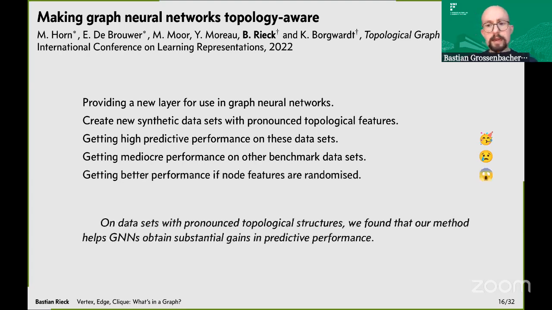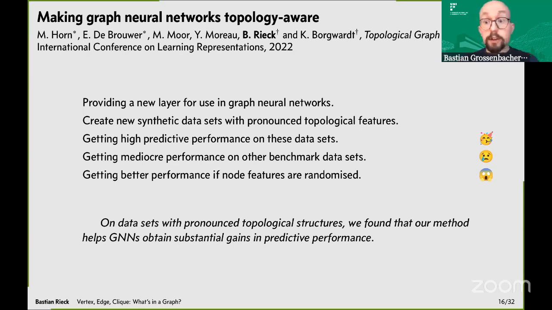But it got a little bit weird when we figured out that we got actually better performance if we randomized the node features. So if we just took the graph as such, but we randomized the node features and replaced them by essentially making them uninformative. And very diplomatically, because we were unsure what we were seeing at the time, we were just writing, well, on datasets with pronounced topological structures, we found that our method helps GNNs obtain substantial gains in predictive performance. Our key sentence here was to say with pronounced topological structures.